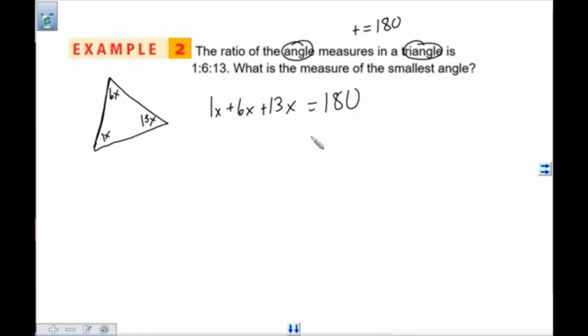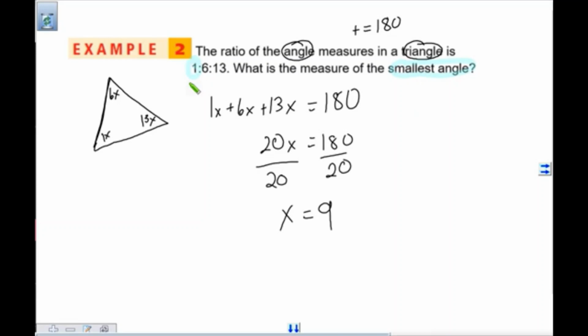We combine our like terms, and we get 20x. Okay, and then divide both sides by 20. So x equals 9. And we are interested in the smallest angle on this one. And our smallest number over here would be 1. So we would have 1 times 9, which is 9 degrees for our smallest angle.